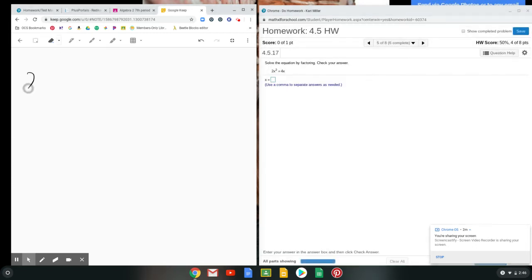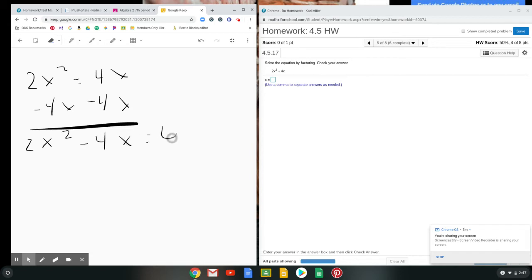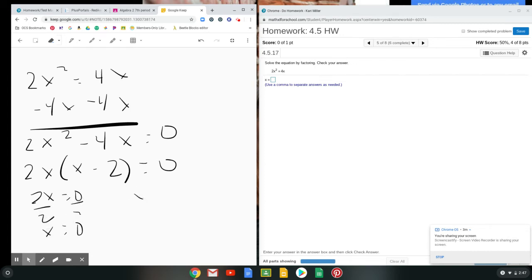All right, now, whenever it's not equal to 0, you first want to get it equal to 0. So I'm going to subtract 4x. So now I have 2x squared minus 4x equals 0. Greatest common factor is 2x. So divide by 2x, and I get x minus 2. So 2x is equal to 0, and when you divide by 2, you still get 0. And then x minus 2 equals 0, add 2, and x equals 2. So our solutions here are 0 and 2.